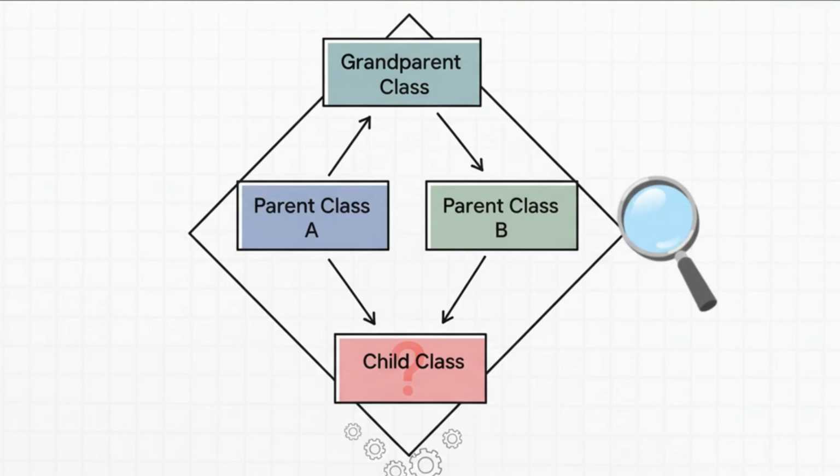So, what exactly is this problem? Well, it happens when a class at the very bottom tries to inherit from 2 parent classes. But here's the kicker. Both of those parents inherit from the exact same grandparent. You see how this creates a kind of diamond shape in the family tree? Yeah, and it leads to a total logical dead end.